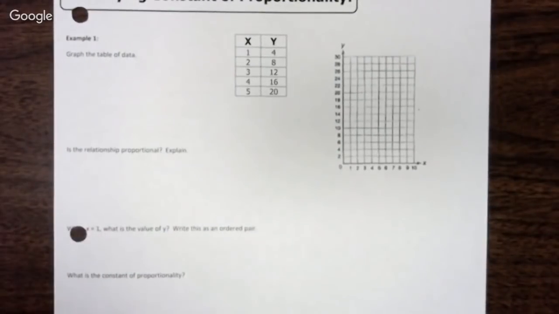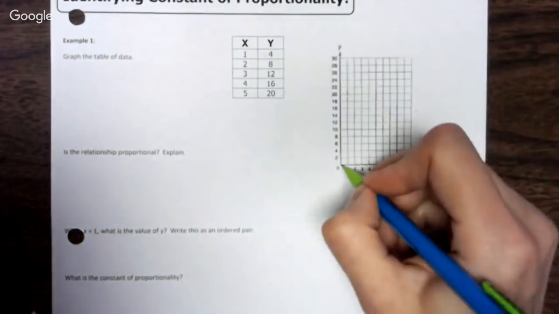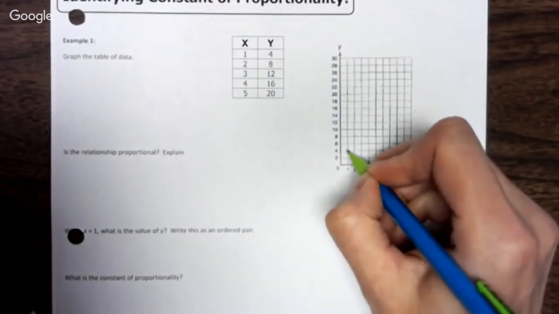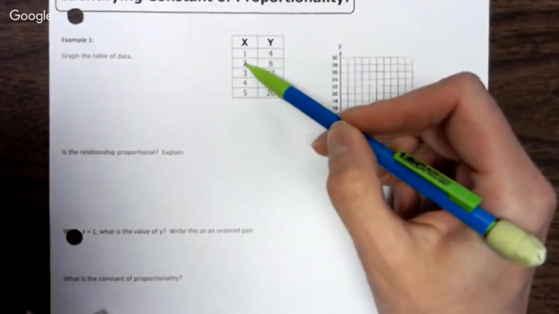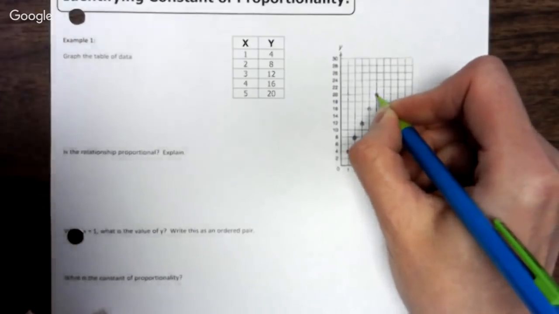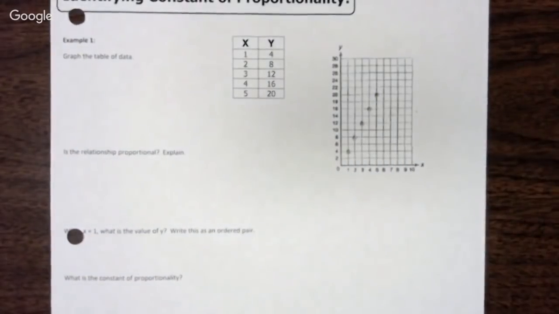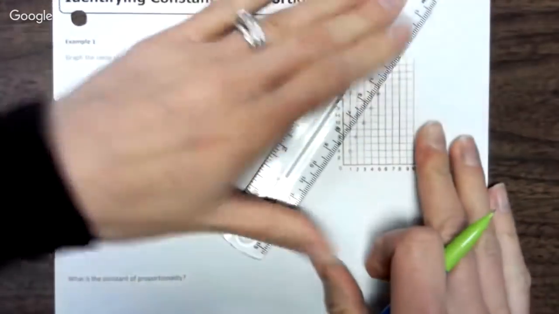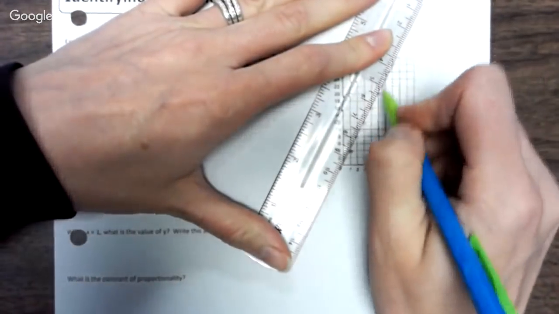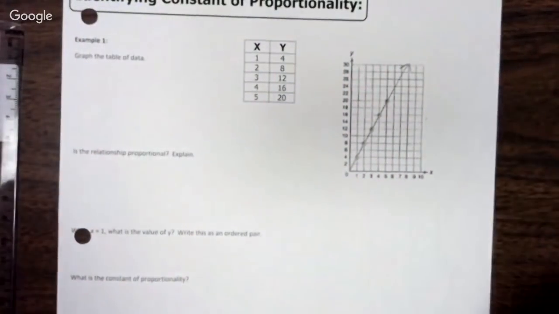So example 1, it says, let's graph this data on the table, or the table on the graph. So X, Y means you're going to go over 1, up 4. That's your first point. You're going to plot this on the graph. 2, 8 would be your next. 3, 12, 4, 16, and 5, 20. So here's your graph. Now I'm going to take a straight edge to connect. Now it says, is the relationship proportional?